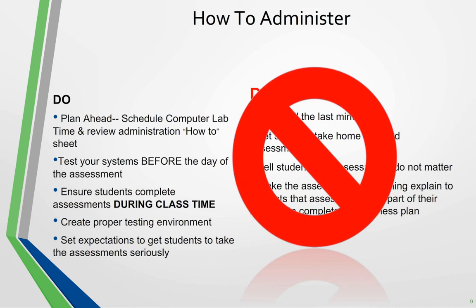Second, test your technology systems and links before the day of administration. Nothing is more frustrating than having something not work when your students are ready to go. Check that you can access the assessments and that your internet connection works the week you plan to administer. This will allow time to troubleshoot with your school and NFTE.